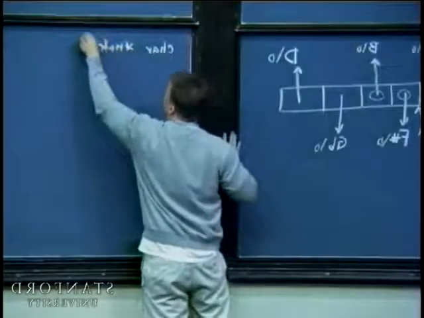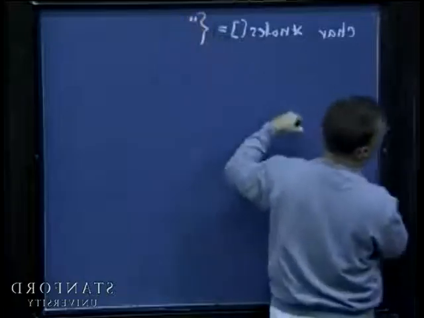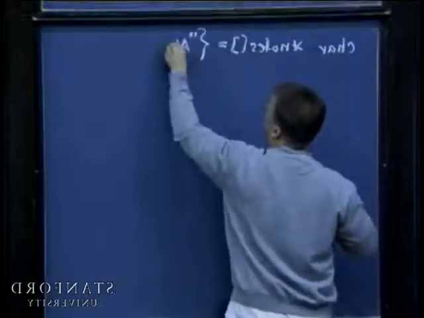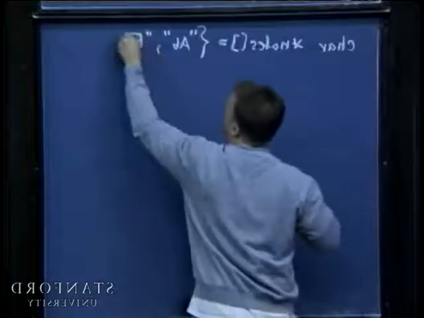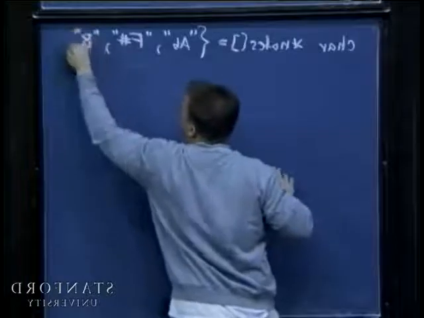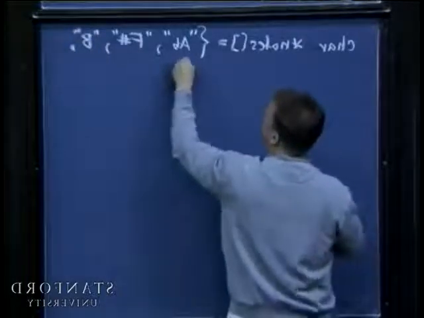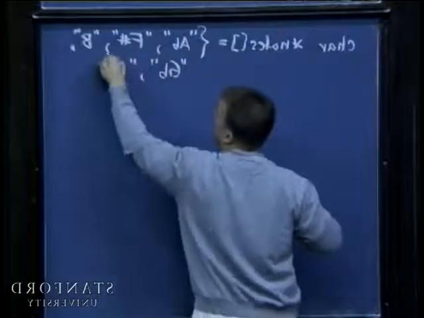notes array is equal to, I'll write them as string constants, forget what they are, A flat, F sharp, B, then G flat, and then an isolated D.